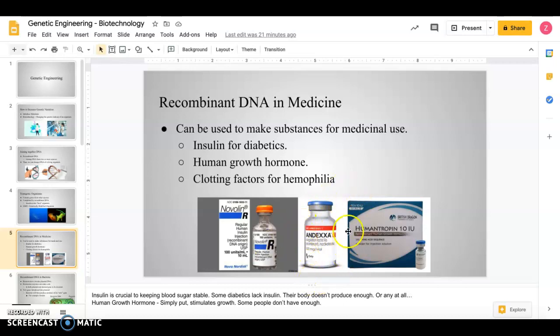Also, we can use recombinant DNA to produce human growth hormone. So simply put, human growth hormone stimulates growth. Some people don't have enough. And lastly, we talked about hemophilia, right? Hemophilia is a disease where you lack clotting factors, right? So instead of your blood being able to clot to stop bleeding and eventually creating a scab, people with hemophilia will bleed out. But we can create these clotting factors for them so they can live a normal life.